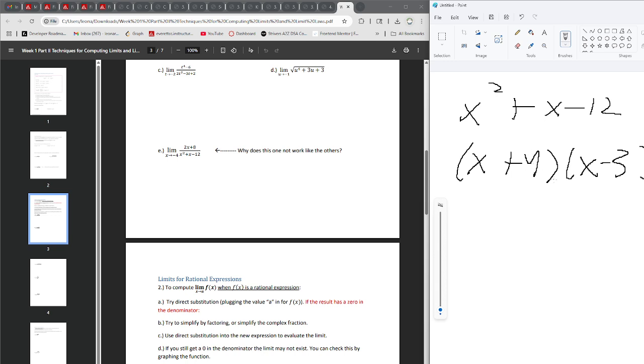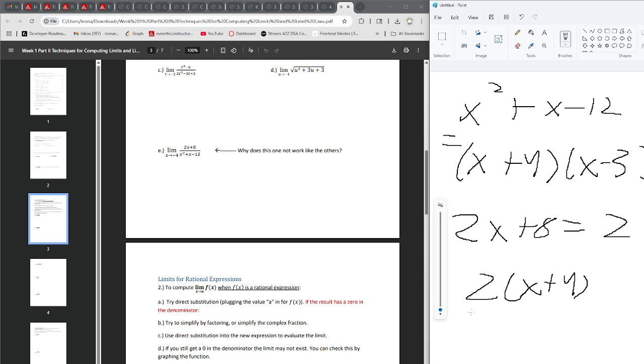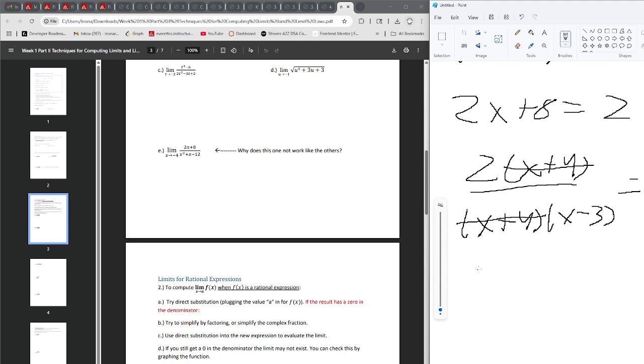And we could rewrite the top as 2 times x plus 4. Right, so what we actually have is 2 times x plus 4 over x plus 4 times x minus 3. This cancels out, so we're left with 2 over x minus 3, and we can evaluate this limit instead. So as x approaches negative 4, we can directly substitute, because it's no longer indeterminate: negative 4 minus 3, that is equal to 2 over negative 7. Yay.